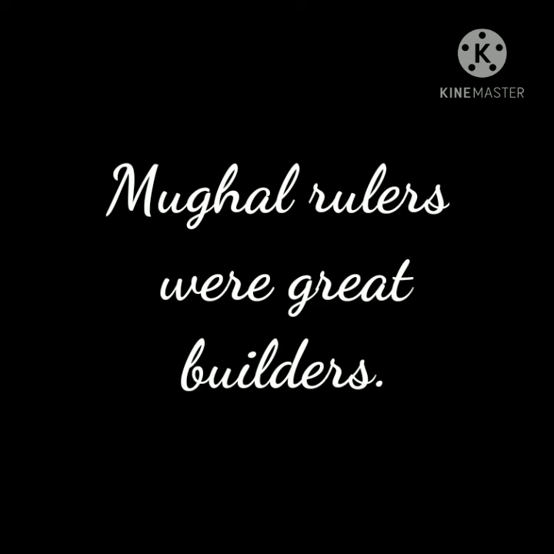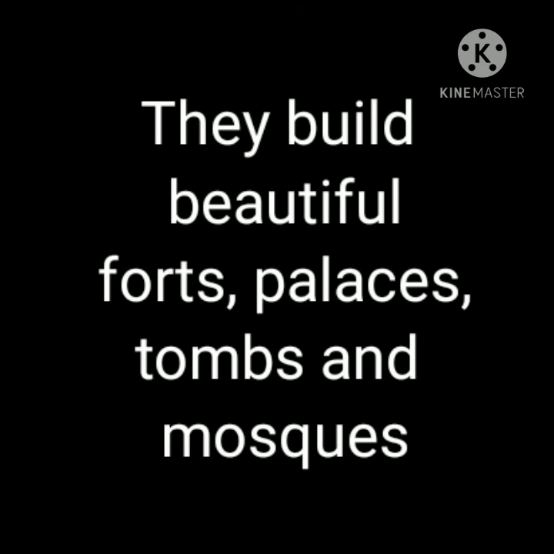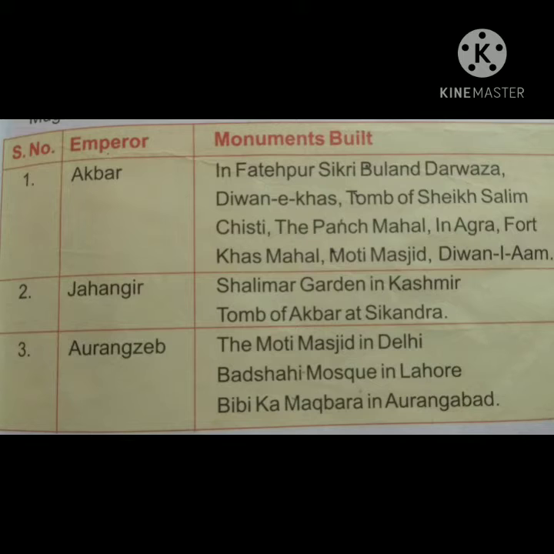Mughal rulers were great builders. They built beautiful forts, palaces, tombs and mosques. Akbar built many monuments like in Fatehpur Sikri, Buland Darwaza, Diwan-e-Khas, tomb of Sheikh Salim Chishti, the Panch Mahal, and in Agra Fort, Khas Mahal, Moti Masjid, Diwan-e-Am. And Jahangir built Shalimar Garden in Kashmir, and the tomb of Akbar at Sikandara. Aurangzeb built the Moti Masjid in Delhi, Badshahi Mosque in Lahore, and Bibi Ka Maqbara in Aurangabad.